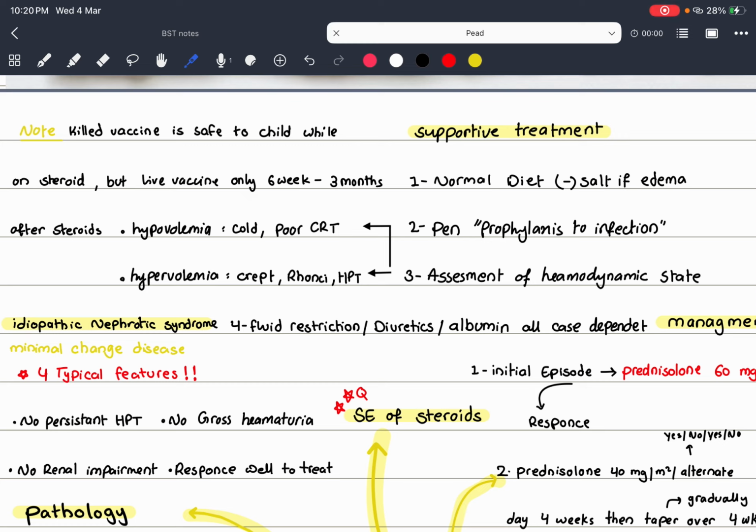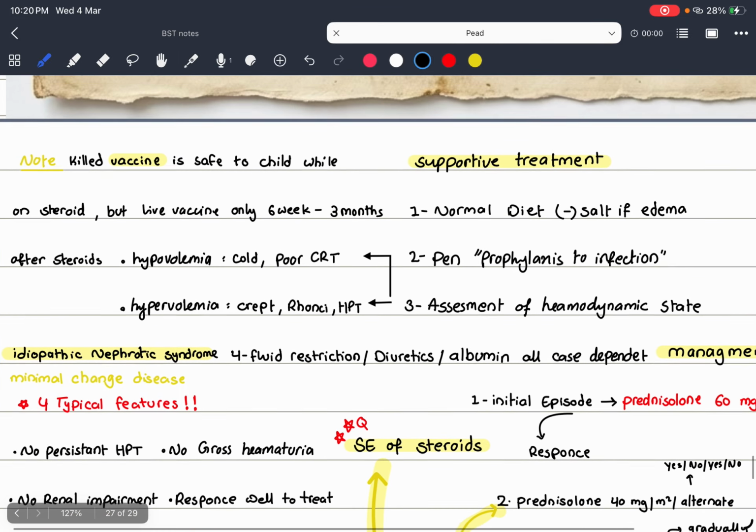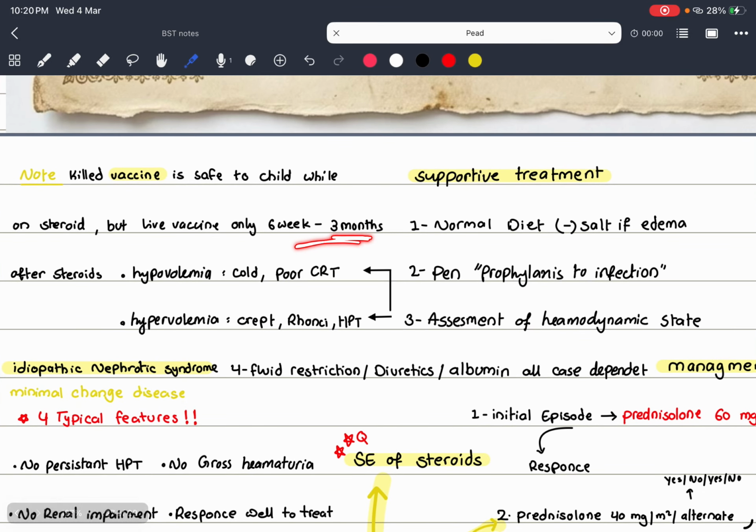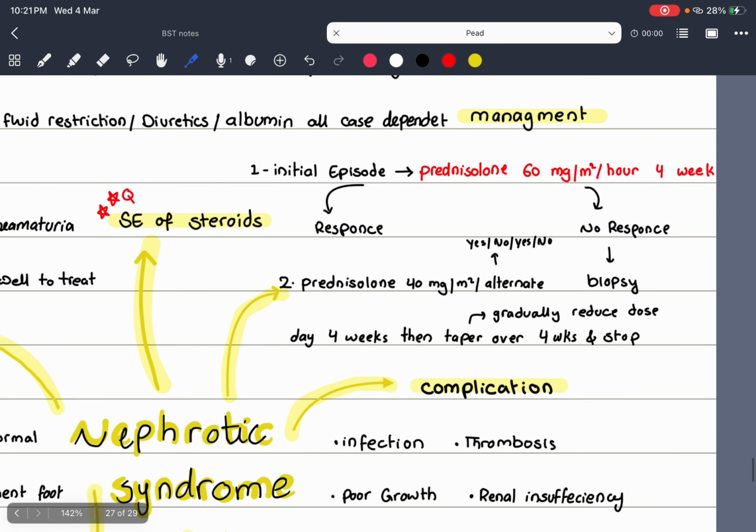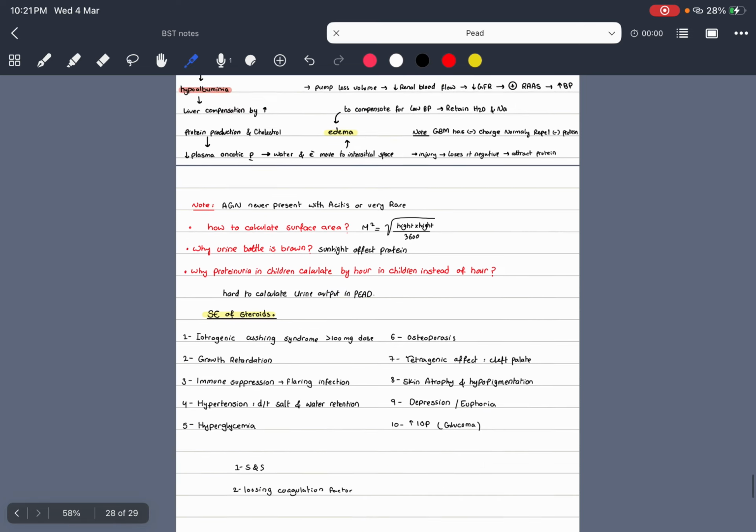I want you to note about vaccines. It's important to note about vaccines. In nephrotic syndrome, they're losing albumin, so we suspect a low immune system. It's safe for the child while on steroids to get killed vaccines. But the live attenuated vaccine you only give after 3 weeks to 3 months of treatment. The killed vaccine, like what? BCG, right? Yes. You also have to know the side effects of this prednisolone. We covered everything here, right?